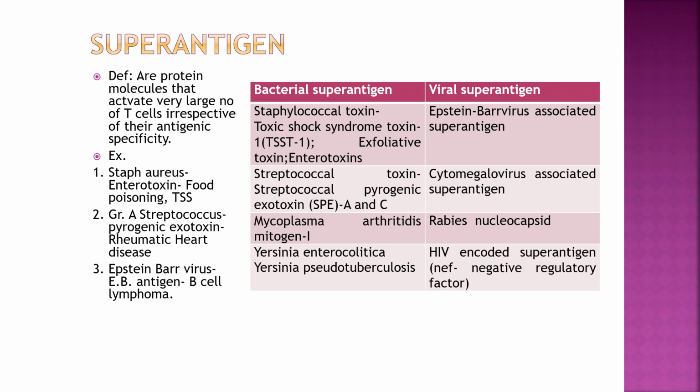The second example is group A Streptococcus. In that, pyrogenic exotoxin is a super antigen, and it causes diseases like rheumatic heart disease. Then third is Epstein-Barr virus. In that, the Epstein-Barr virus antigen acts as a super antigen, and it causes diseases like B-cell lymphoma.